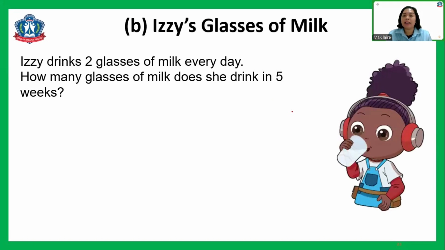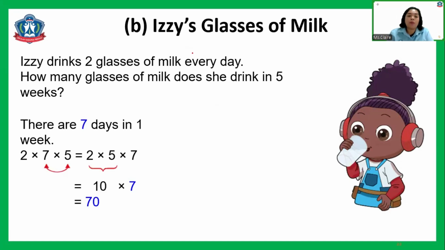Let's have Izzy's glasses of milk. Izzy drinks 2 glasses of milk every day. How many glasses of milk does she drink in 5 weeks? Okay, so remember there are 7 days in 1 week. So 2 times 7 times 5. So 2 times 5 is 10, times 7.